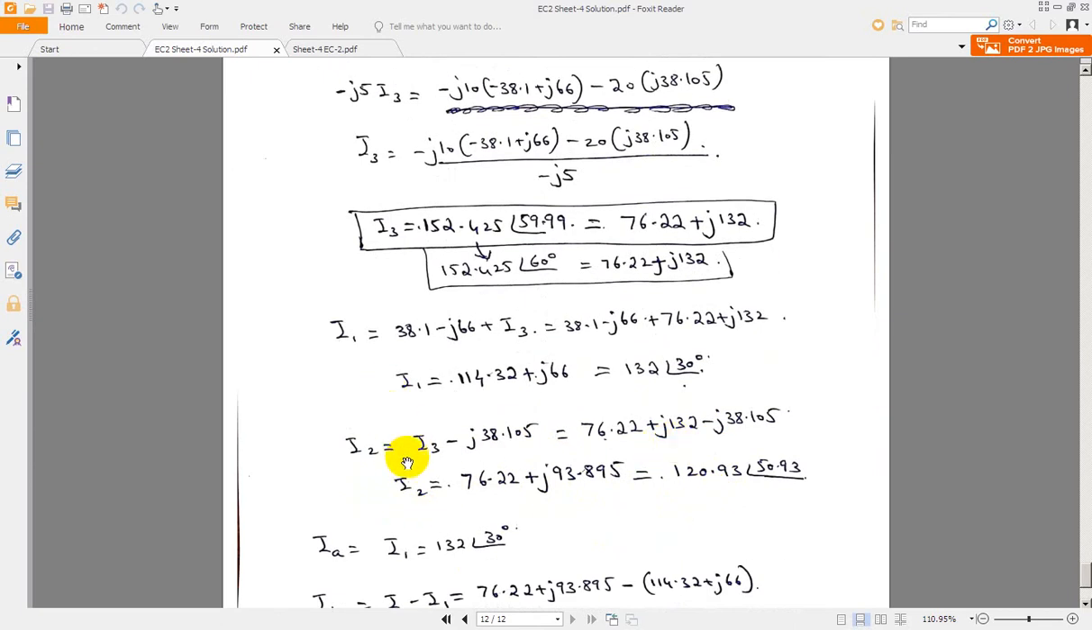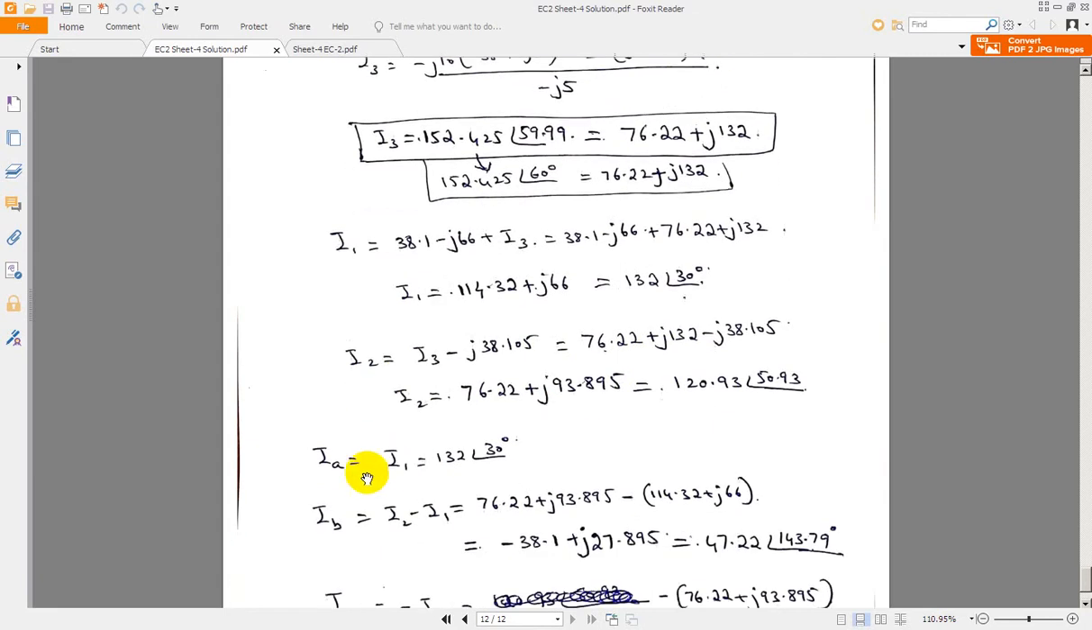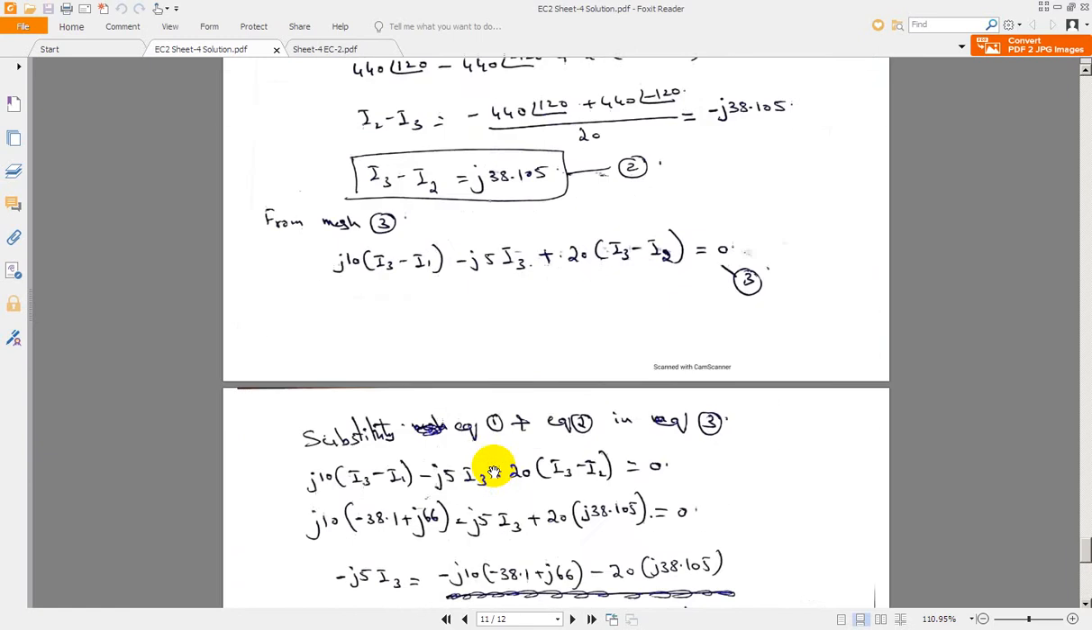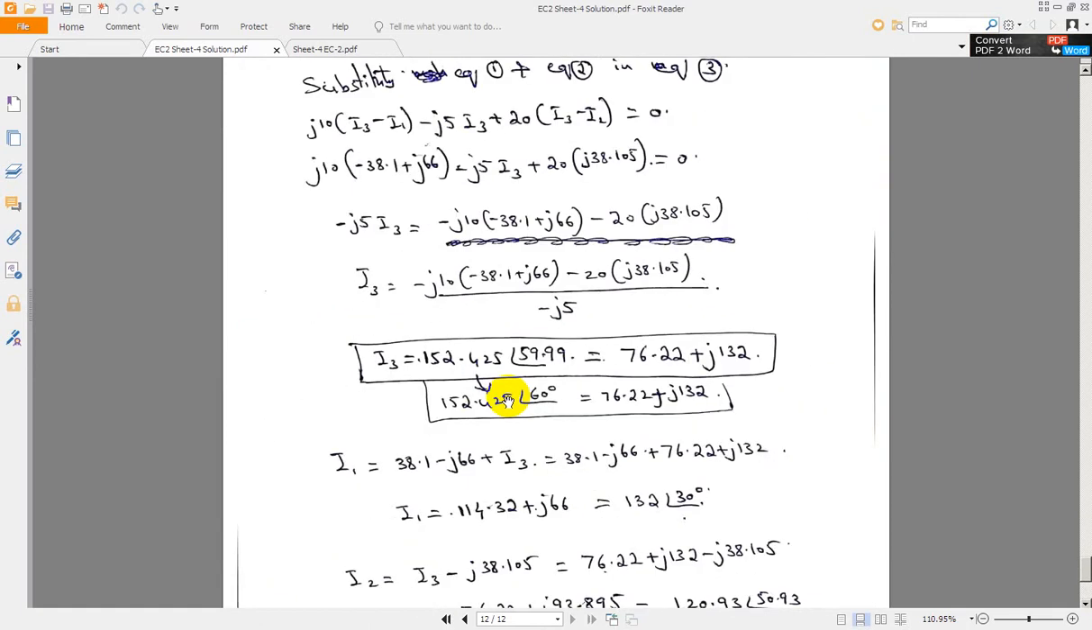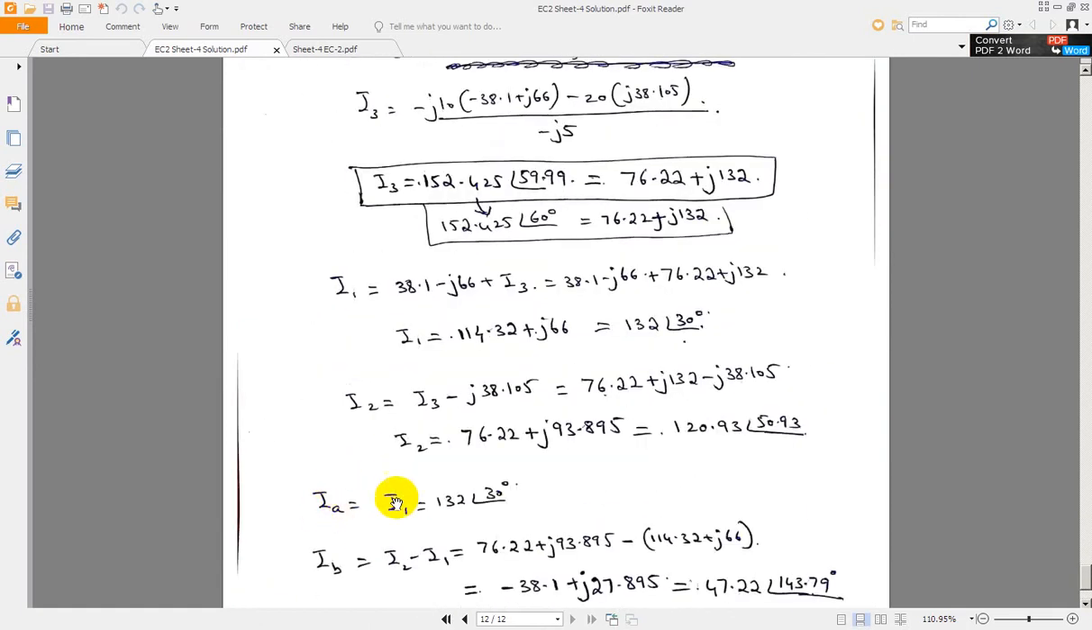This is not our target. Our target is to calculate the line currents. If you go to the circuit, we want this IA. I1 is the circulating current in this mesh, which is flowing through IA, both in the same direction. So in series, IA is equal to I1, which is 132 at an angle of 30 degrees. We got it from here.